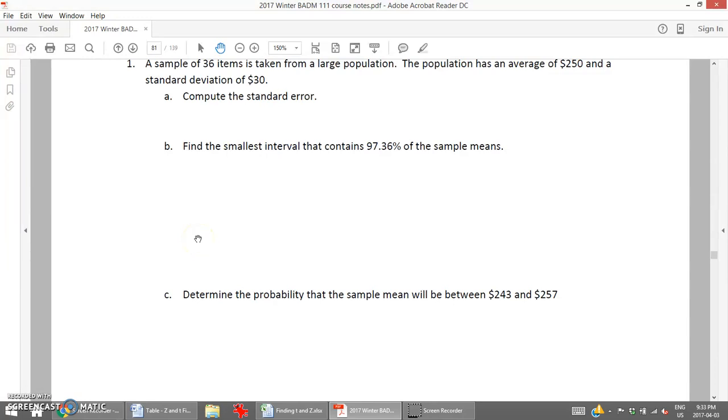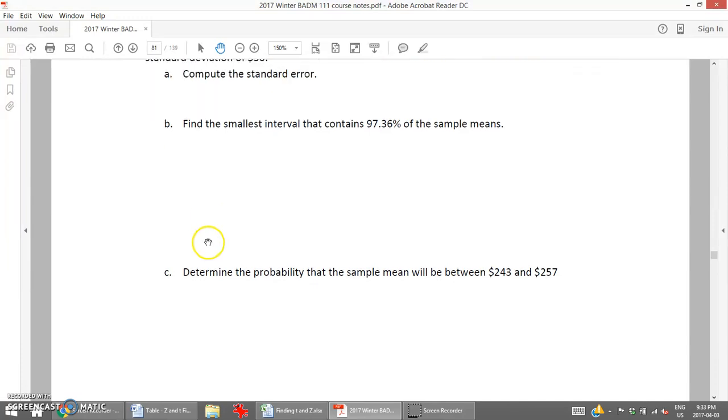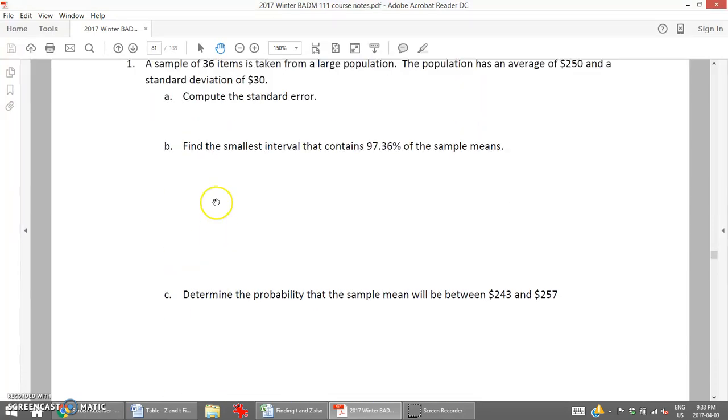The question states: a sample of 36 items is taken from a large population. The population has an average of 250 and a standard deviation of 30. There are 4 questions following. The first one we're going to deal with is computing the standard error, and then finding the smallest interval that contains 97.36% of the sample means.